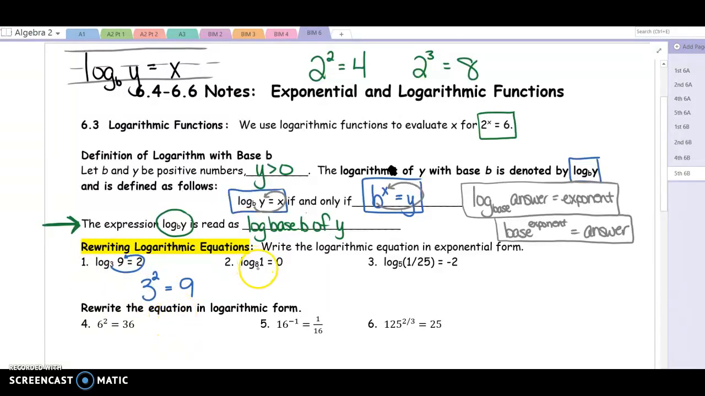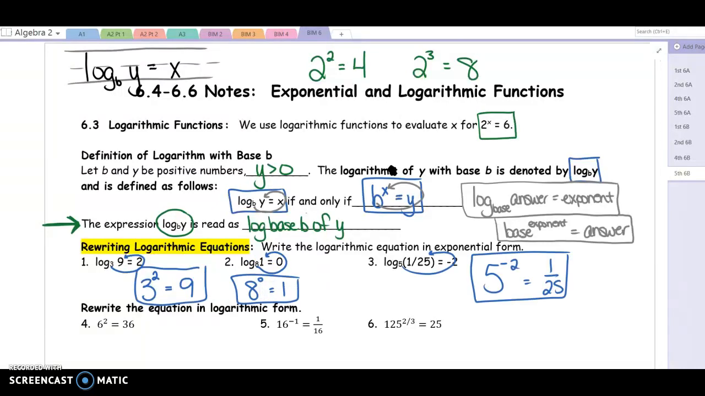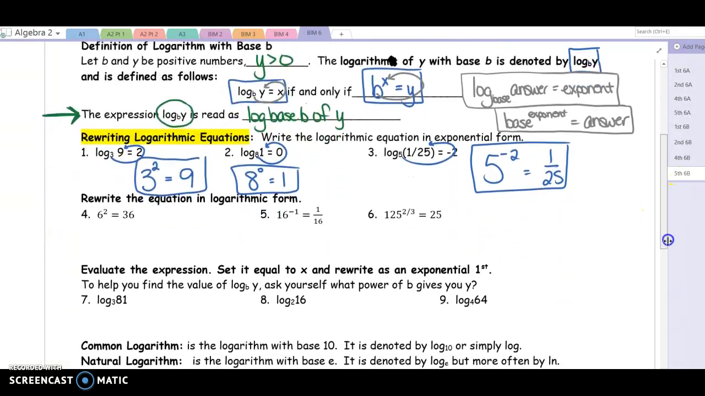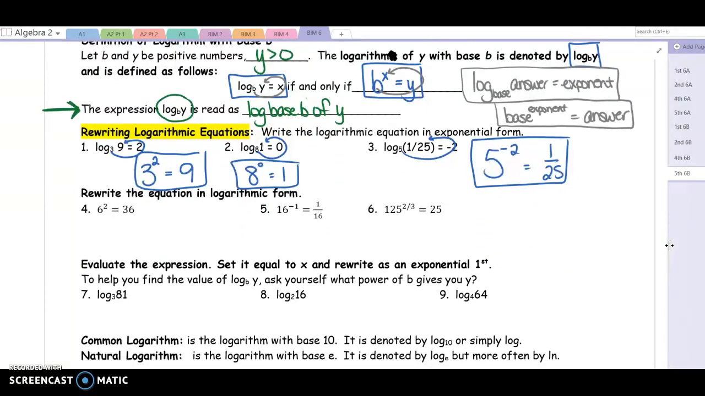So let's try number 2. Start with the 8. Y'all gonna woo with me? Yeah? 1, 2, 3. Woo! See how much fun that is? 8 raised to the 0 equals 1. Try number 3 on your own. Okay, 5 to the negative 2 equals 1/25. Now let's go the other way. We'll start with exponential and we'll go backwards into logarithms.